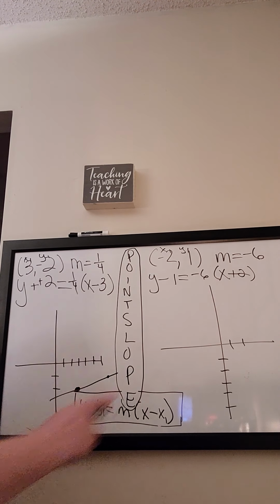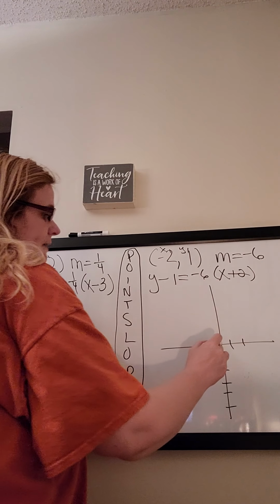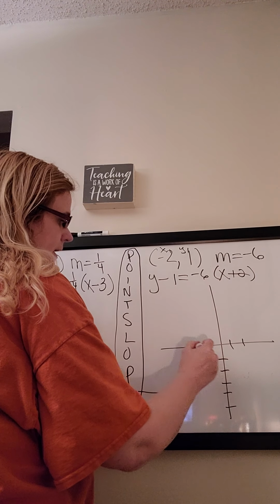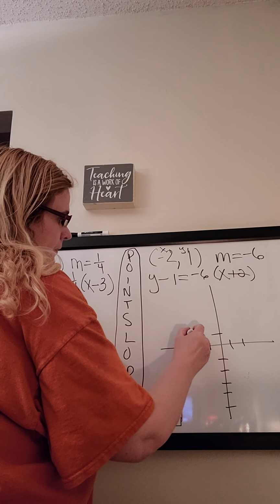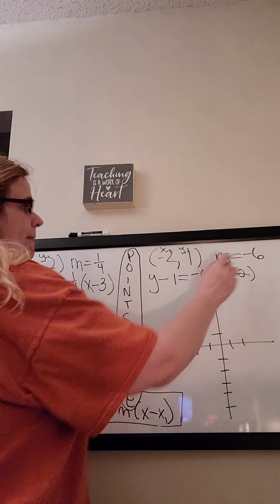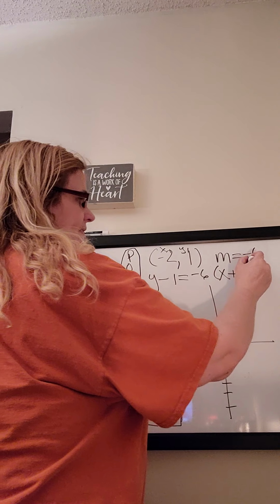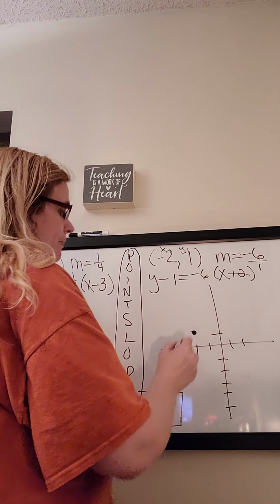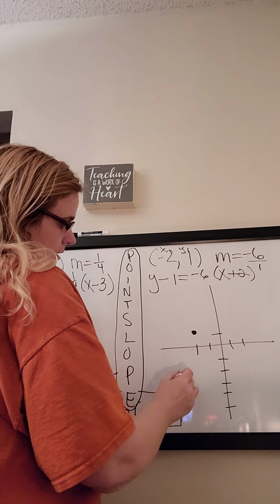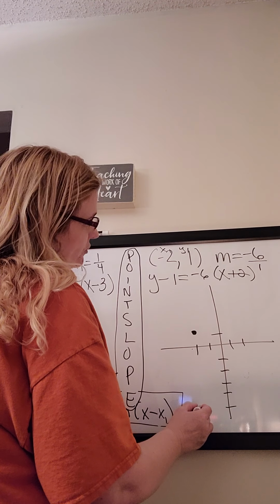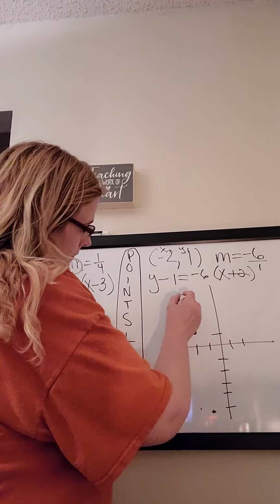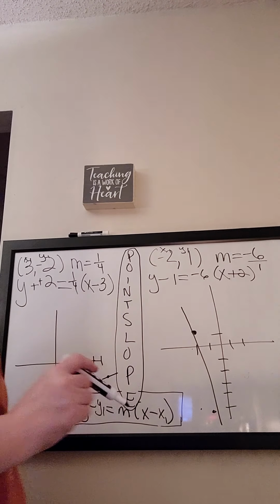Now we're going to graph this. So to graph this, I'm going to go to this point, negative 2, 1. And from that point, I'm going to use slope. Slope is negative 6, so I'm going to put that over 1 so I know. So I'm going to go down 6 and to the right 1. And connect that.